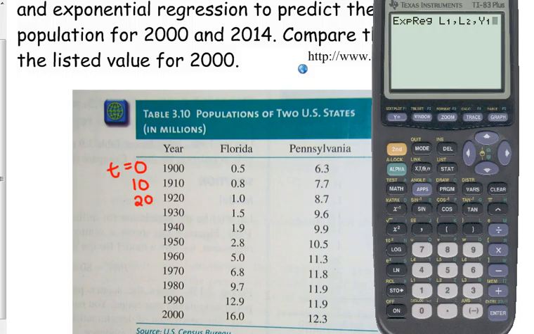VARS over to Y-VARS. Enter, enter. Okay. We can write down this equation, but notice they're really, really long decimals. So if I ask you to write down the model for the function, I would round to about three places after the decimal, so on the first one, that's still going to be 0.5.